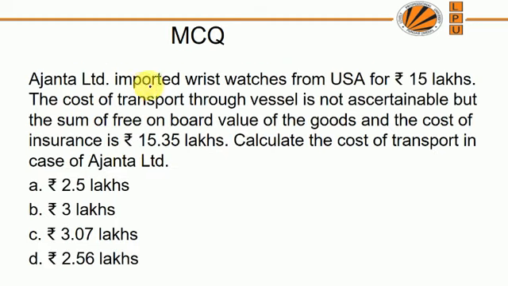Next MCQ is, Ajanta Limited imported wristwatches from USA for 15 lakh. The cost of import through vessel is not ascertainable, but the sum of free on board value of goods and the cost of insurance is 15 lakh 35,000 or 15.35 lakh. Calculate the cost of transportation in case of Ajanta Limited. Please do your calculation. The answer is 3,07,000. If you do not understand how this has been calculated, please comment. I will show you the calculation.